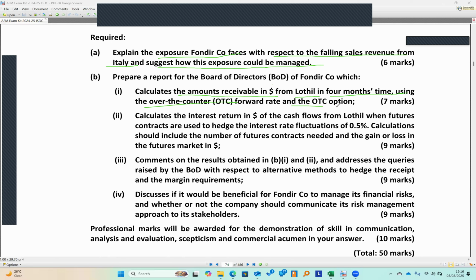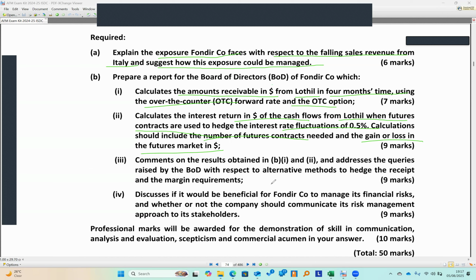Then also you calculate the interest return in dollars for the cash flow from Lothi when the future contracts are used to hedge the interest rate fluctuations of 0.5%. So they want you to calculate the number of future contracts needed and the gain or loss in the future market. And then comment on the results that you obtain from part 1 and 2, and address the queries raised by the board regarding alternative methods to hedge the receipt and the margin requirements.